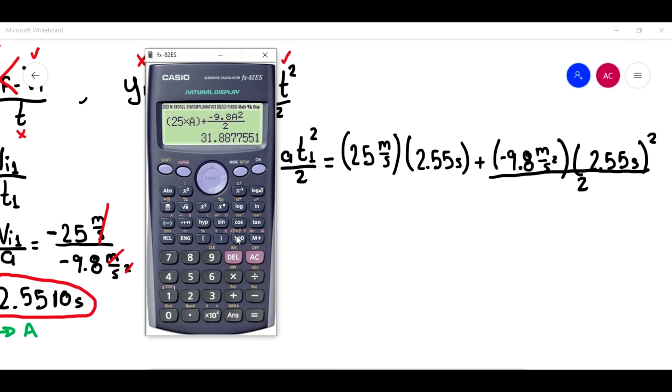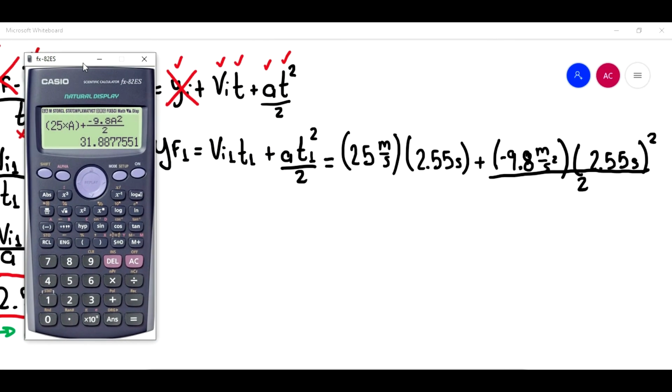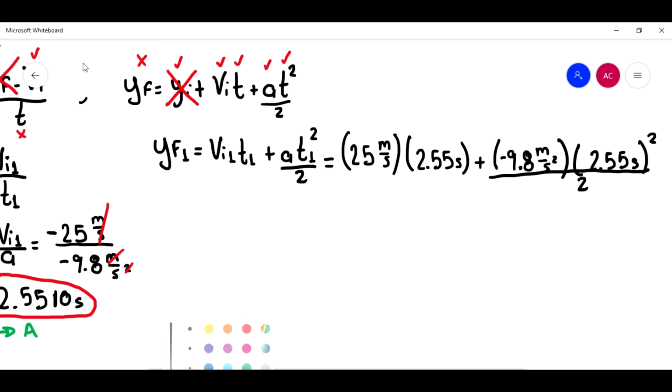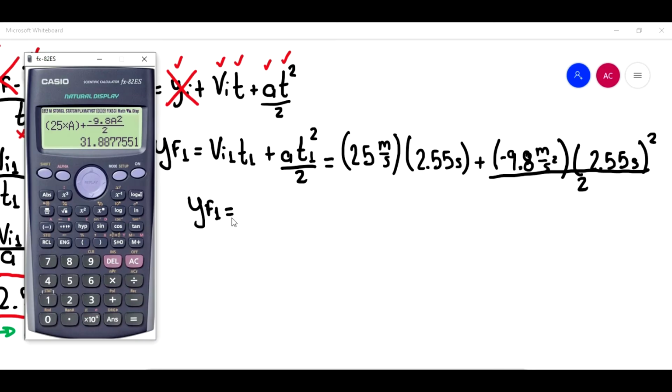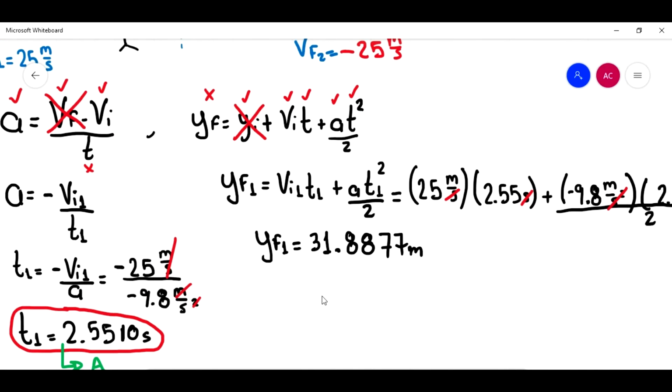So let's see. Yes, that's the maximum height reached by the object, by the stone. So the final position of segment number 1 is 31.8877 meters. Yes, because seconds cancel with seconds, and seconds squared cancel with seconds squared. Okay, so that's the answer.